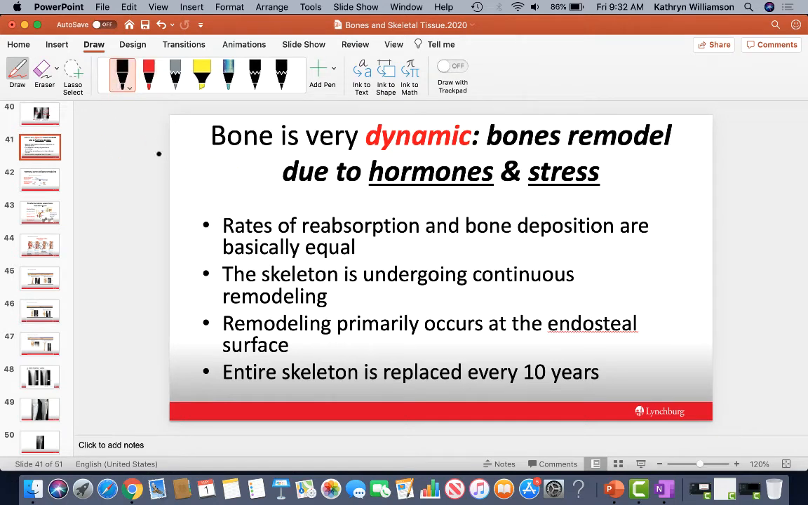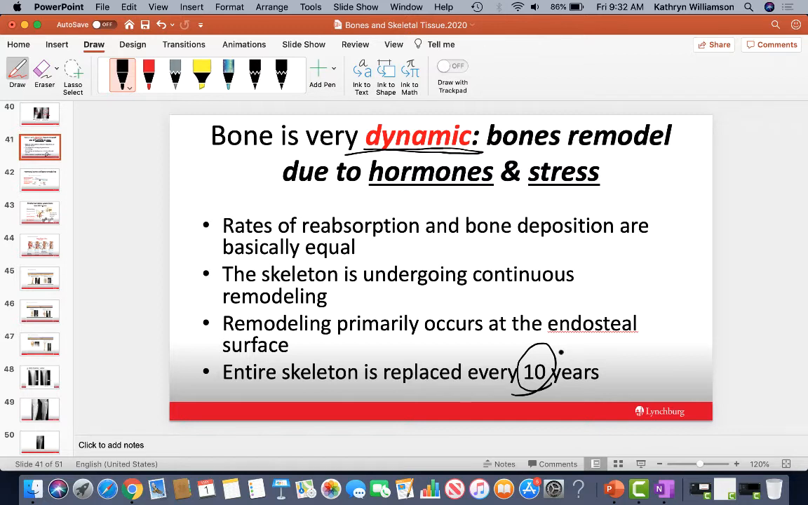Okay, so this is part 3 of our bones and skeletal tissue lecture. And just to wrap things up, I wanted to touch base a little bit on this fact that bone is very dynamic. We've talked about this before. We talked about how the entire skeleton is replaced about every 10 years of your life. Bone is not static. They're not static structures.